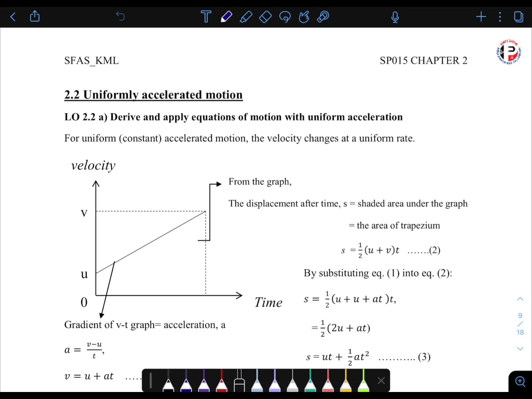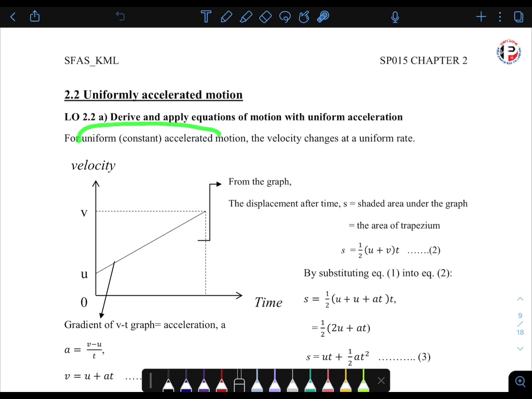There is one learning objective in this subtopic. Learning objective 2.2a, derive and apply the equation of motion with uniform acceleration. As we can see, it is emphasized that we have to know how to derive and also to apply the equation. To start with, for uniform constant accelerated motion, the velocity changes at a uniform rate.